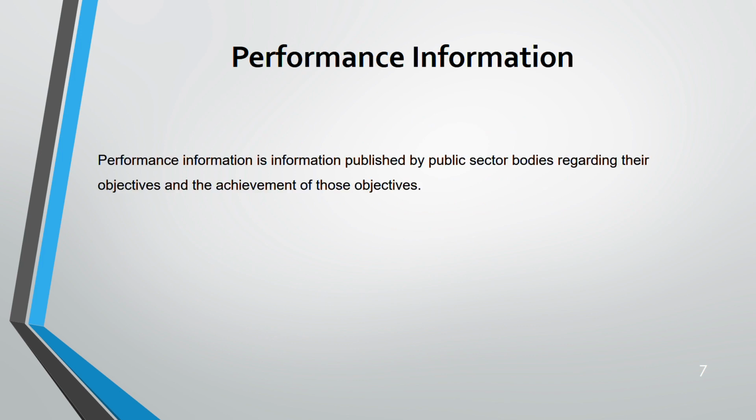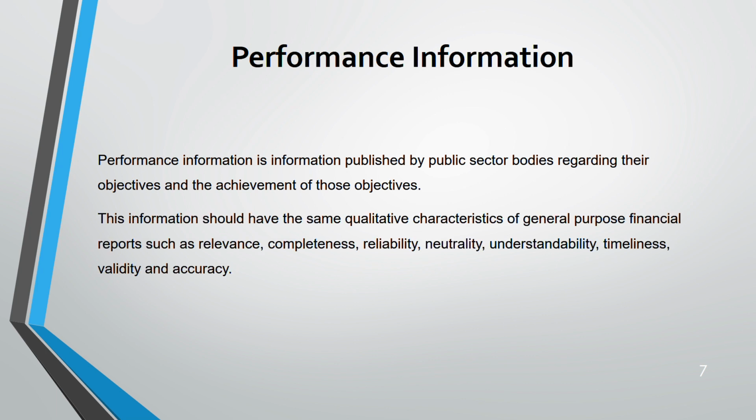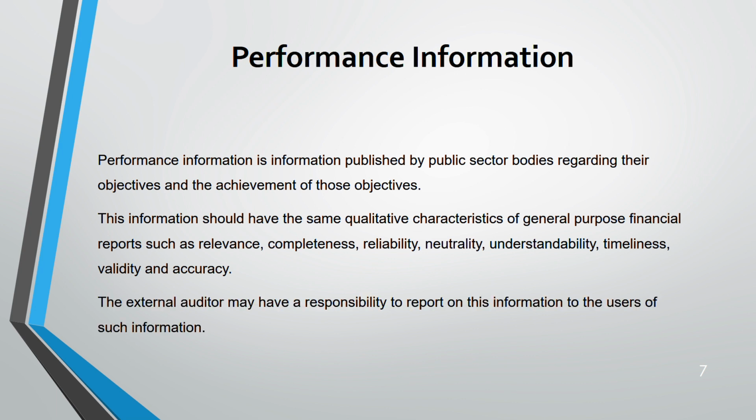See, performance information is any information that is published by the public sector bodies. That means what their objectives are, and whether they have achieved those objectives or not. This information will have the same qualitative characteristics that a general purpose financial report will have. For example, this information also needs to be relevant, complete, reliable, neutral, and understandable. It needs to be prepared on a timely basis, accurate, and valid. The external auditor might have a responsibility to report on this information also.